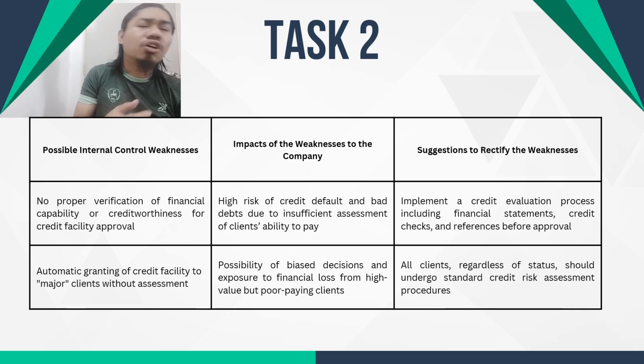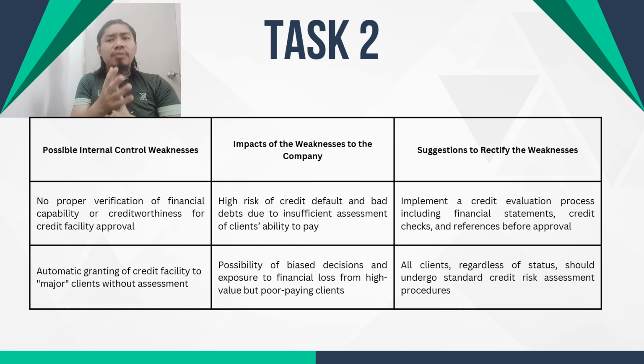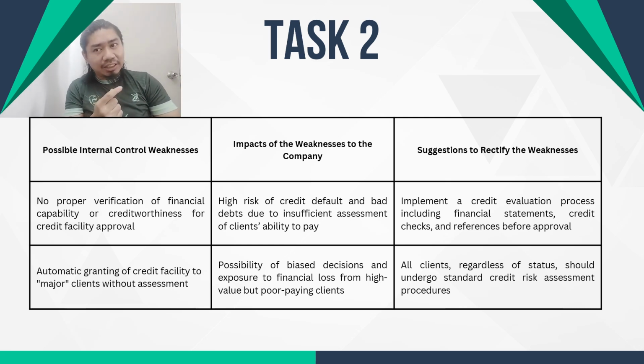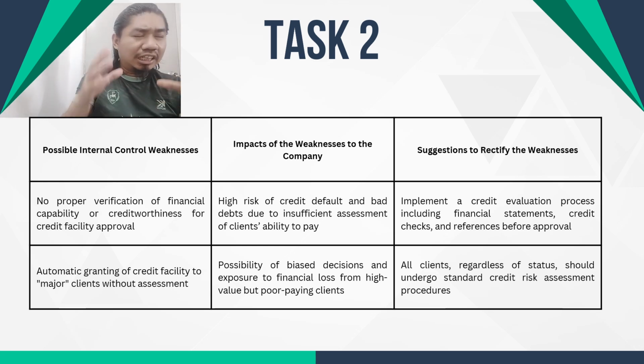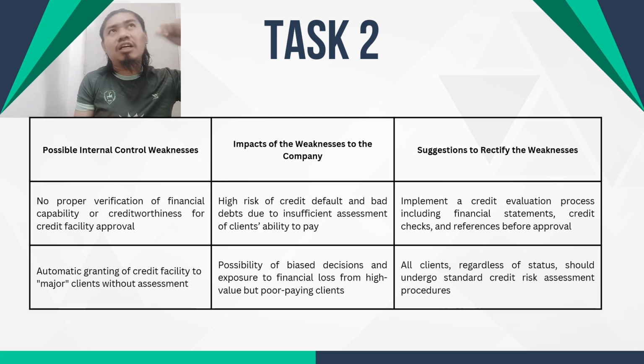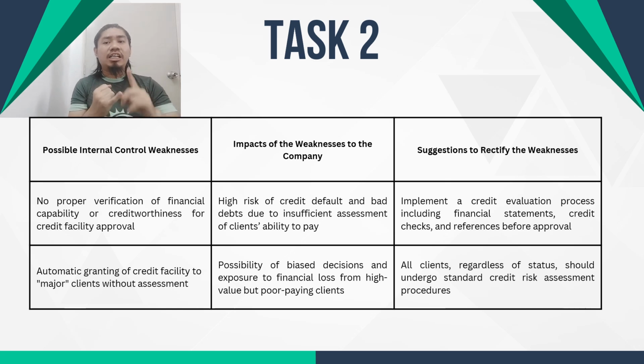Okay, let's go for weakness number 2. Automatic credit approval for major clients. You can see in the case above, the previous slide. Additionally, clients who are given ventures to highly variable projects and those who are deemed as major clients will be automatically granted a credit facility by the company.